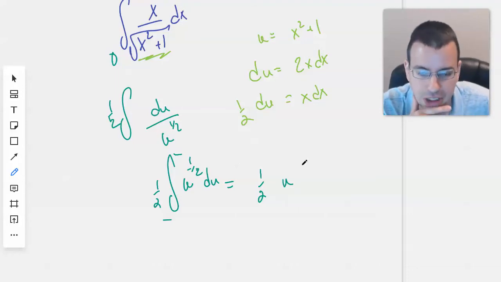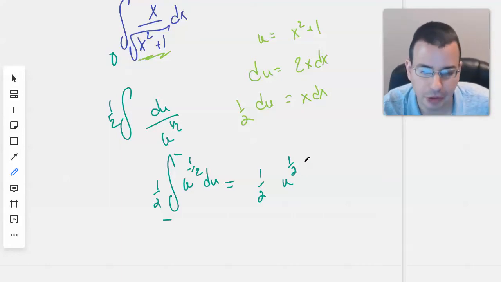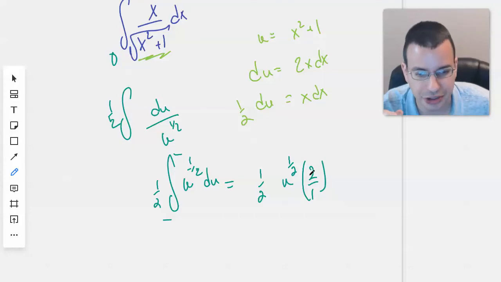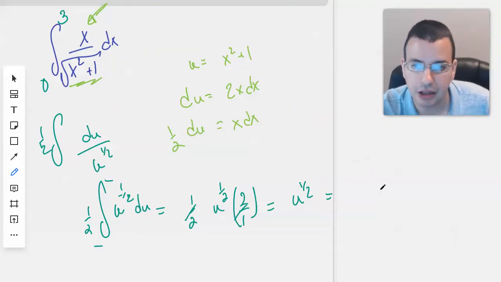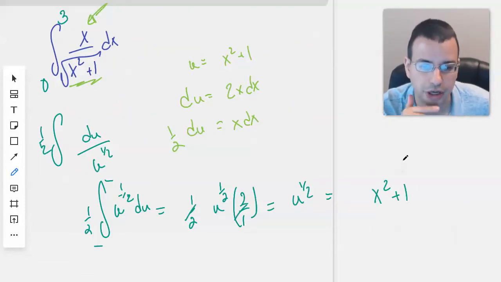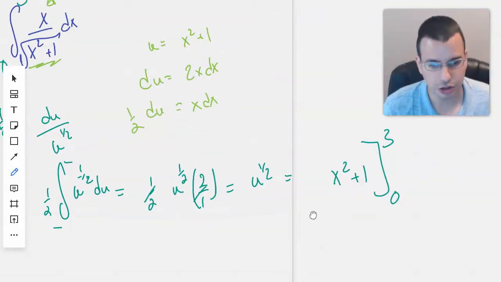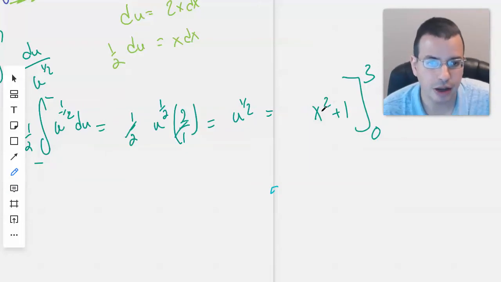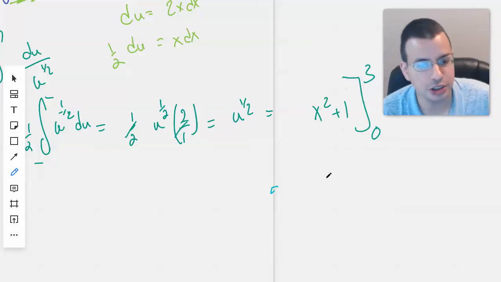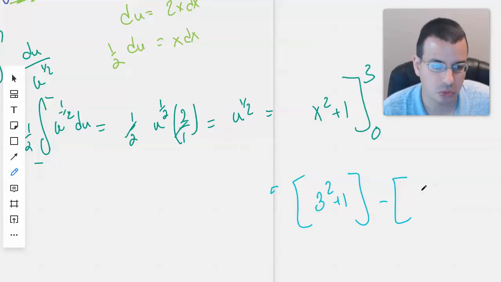So for u to the negative 1/2, we do negative 1/2 plus 1. Then we multiply by the reciprocal, which would be 2 over 1, which cancels nicely with the 1/2, which gives us u to the 1/2, which will be the square root of x squared plus 1 evaluated from 0 to 3. Okay, so this is going to be the area under the curve. This is not the average value. This is the area under the curve. So we will have 3 squared plus 1 minus 1.